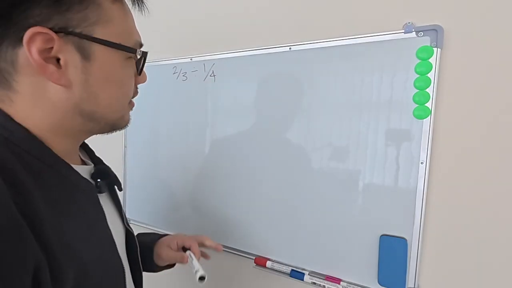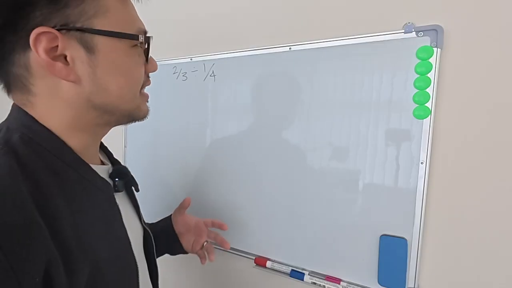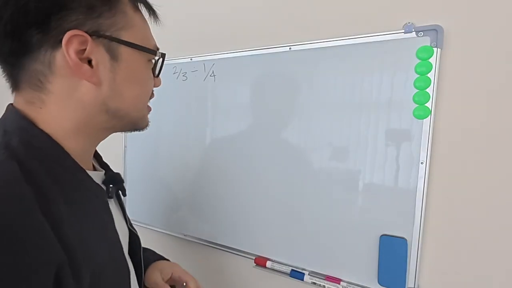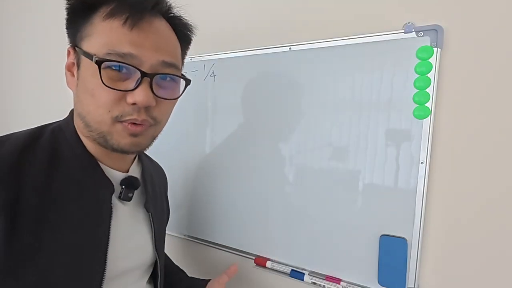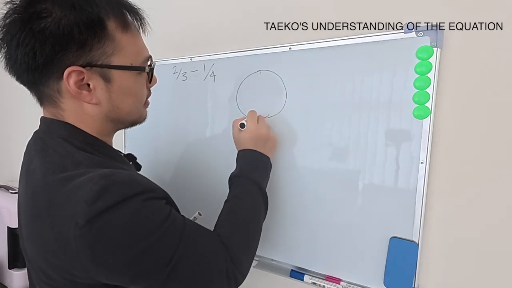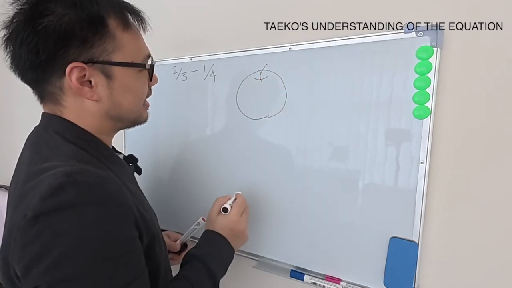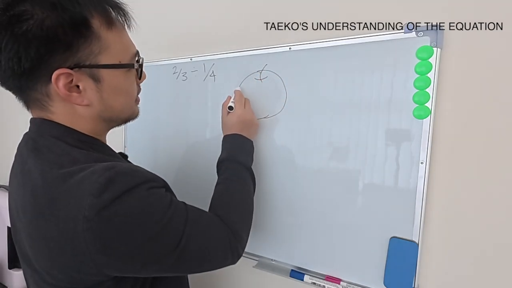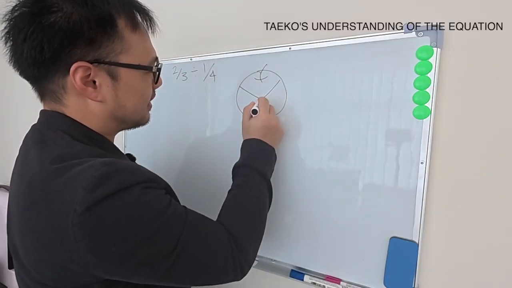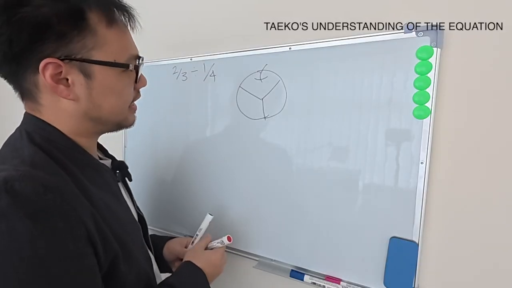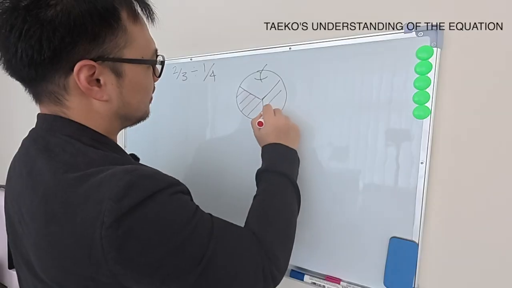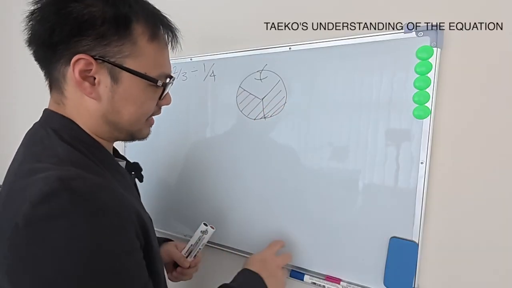So, what happens is the sister explains that in order to get the answer, you have to multiply by the reciprocal, which Taiko doesn't completely understand why that's the case. What she does is she draws an apple and she divides it into thirds, sorry. Right? And then she shades in 2/3 of that apple. Okay, let's say that's shaded in.